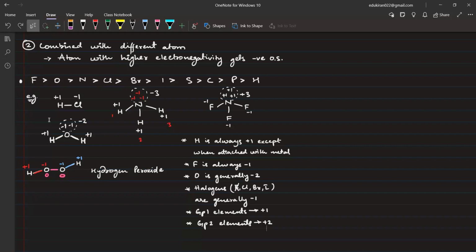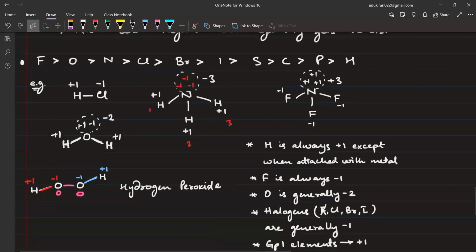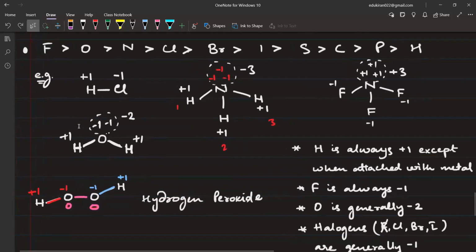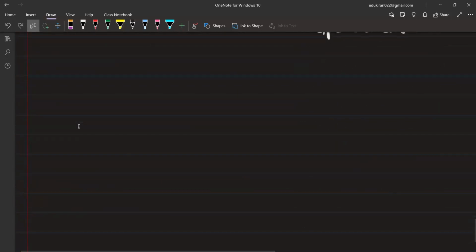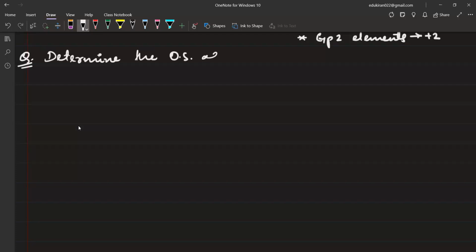Answer. Now let us find out the oxidation state of some complicated elements. There will be a little complication, otherwise it is going to be fine. Mainly we have to do this in redox reactions, but we will see some questions here also. Determine the oxidation state of the underlined elements. Okay, we will do an example.